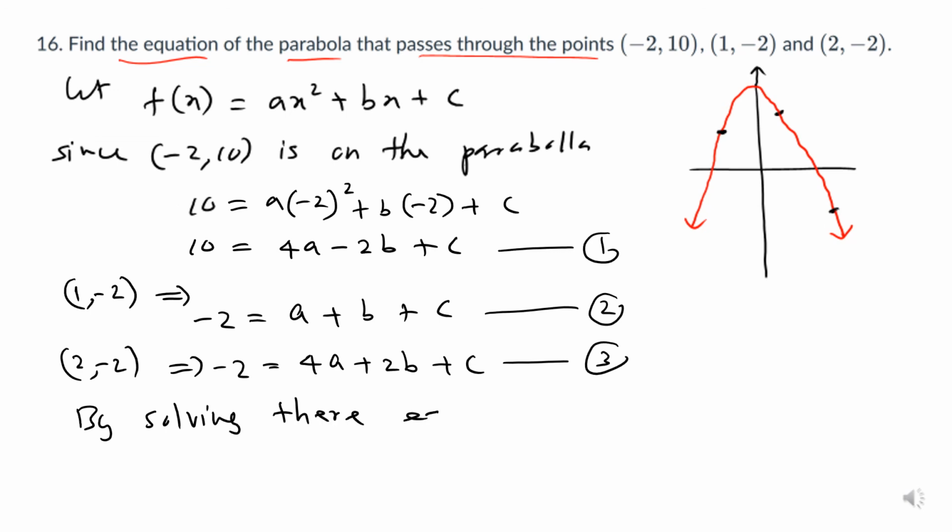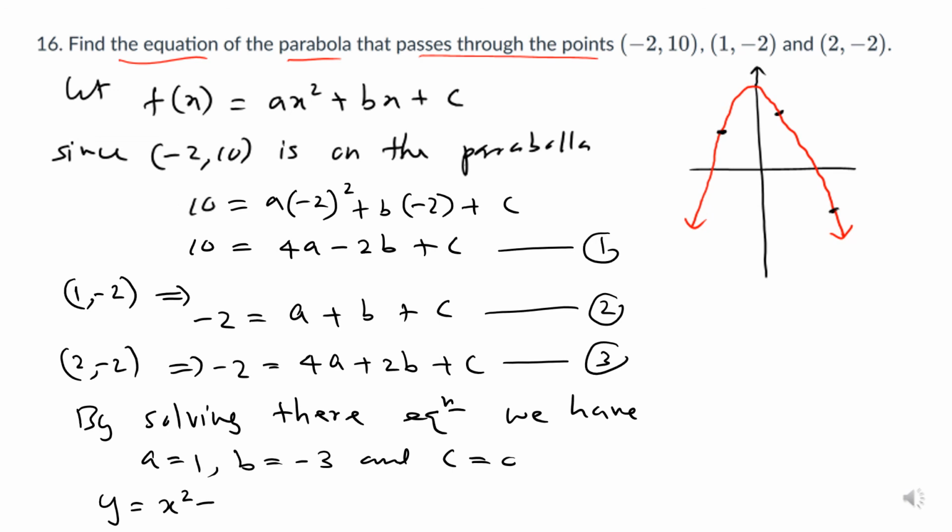By solving these equations, we can solve for a, b, and c. So we have a = 1, b = -3, and c = 0. That means the parabola you are looking for, with a is 1, is x² - 3x. And you can see that this is going to pass through those 3 points. That's how you solve a problem like that. Okay, so this is part 2 of the review.